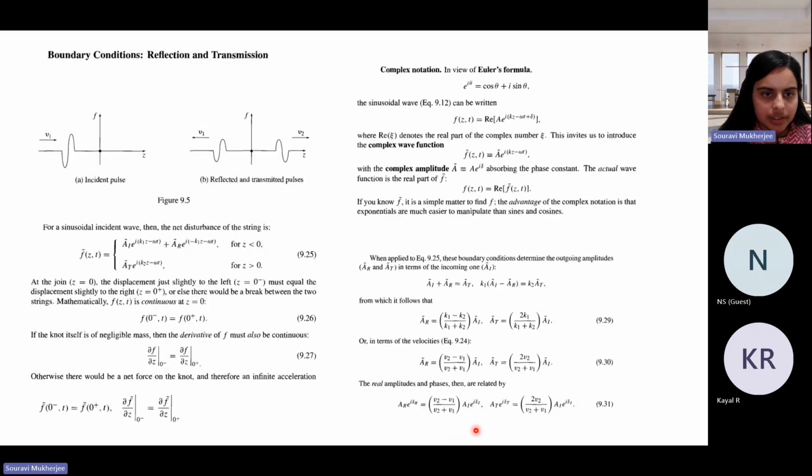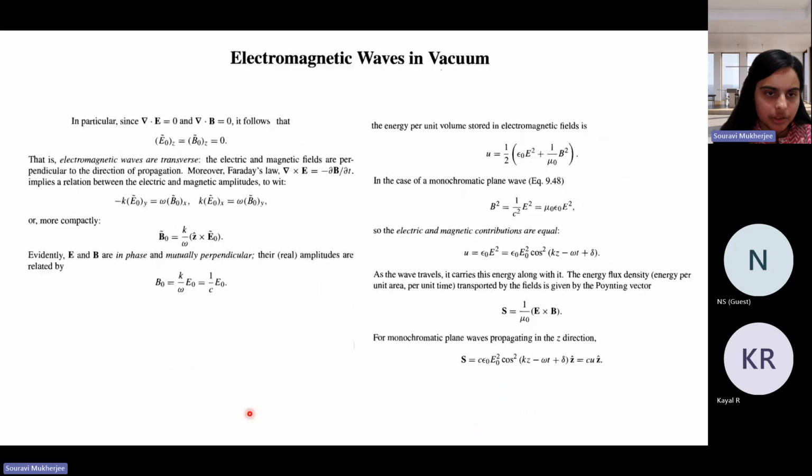So basically, this is something we have started our conversation with. This is your B, and this is how B is related to E, right? And now what is omega? Omega is actually C into K, if it is in free space. And if it is in some different medium, it should be V, the velocity of the wave in that medium, into K. So this is how the magnetic induction is related to the electric field amplitude. This is the magnetic field amplitude.